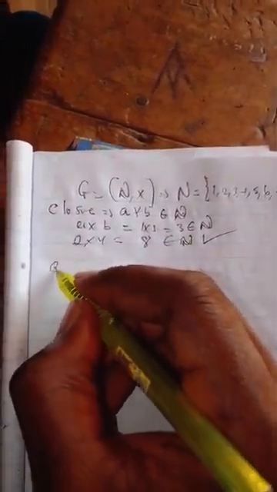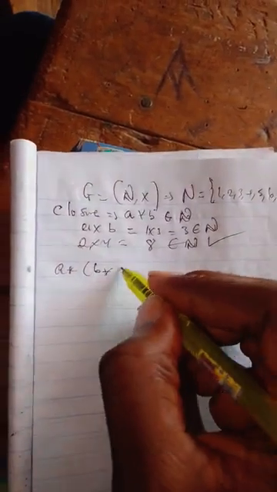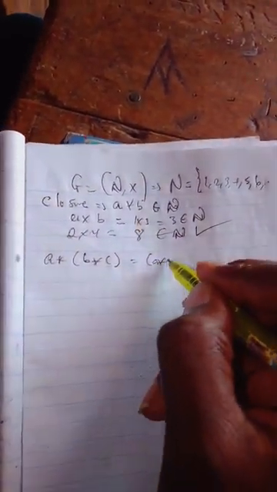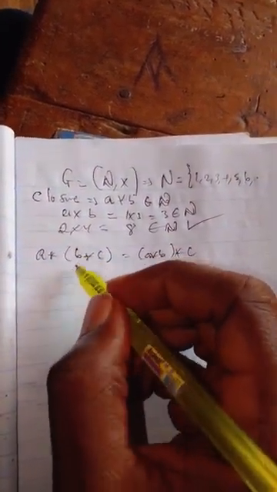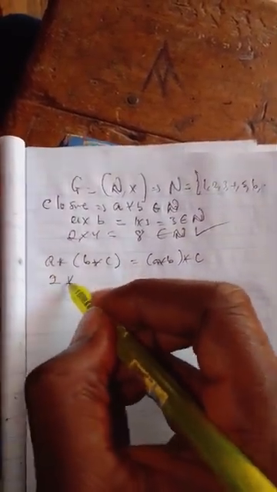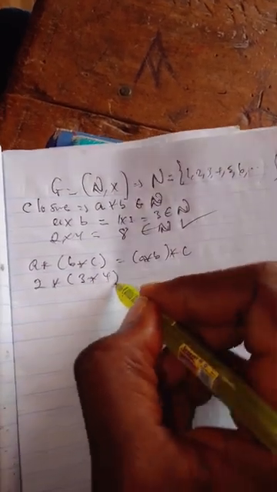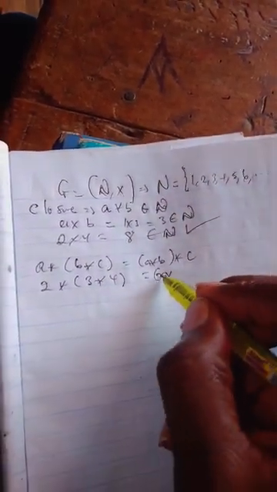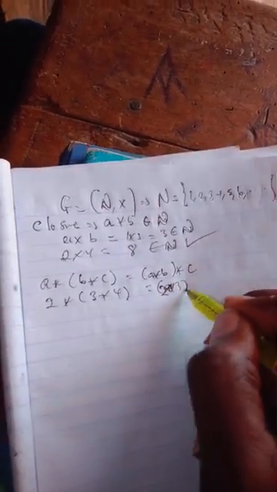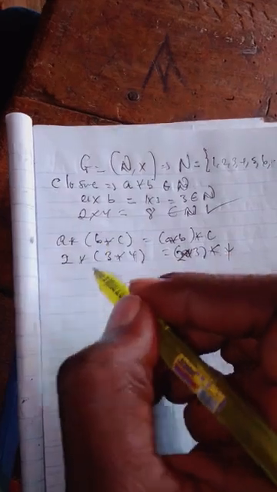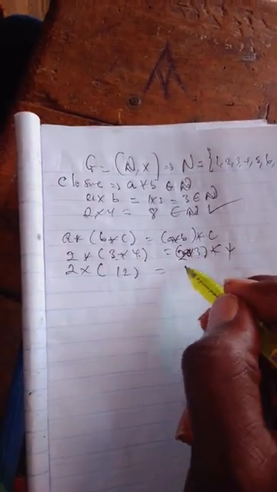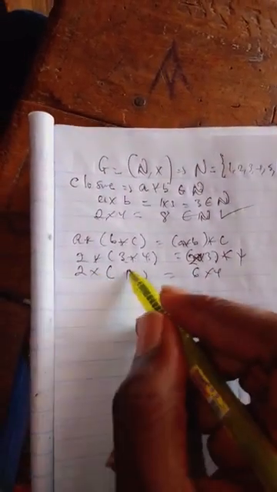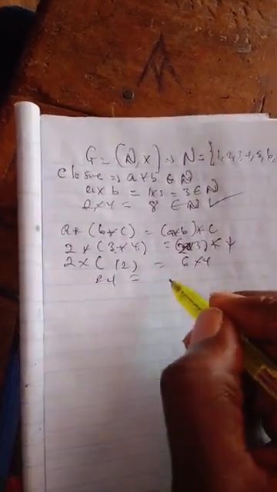Now the associative property: A asterisk B asterisk C, will it be equal to A asterisk B asterisk C? So let's take A to be 2, B to be 3, and C to be 4. 2 asterisk 3 asterisk 4, will it be equal to 2 asterisk 3 asterisk 4? Don't forget your asterisk is multiplication. That will be 2 times, now 3 times 4 is 12, and 2 times 3 is 6 times 4. So 2 times 12 is 24, and 6 times 4 is 24. So the associative property holds.